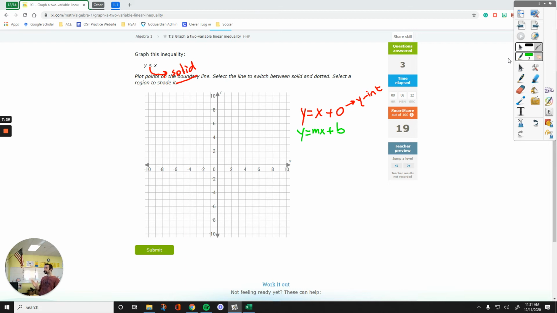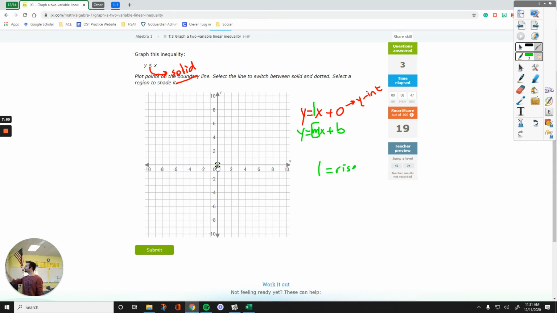So if the y-intercept is 0, I go to the y-axis, I find that 0, I plot it. This is my y-intercept. And then I'll apply the slope. The slope is the number in front of x. In my original equation, how many x do I have? It is just y equals 1x. So if 1 is my slope, and if the slope is rise over run, right?